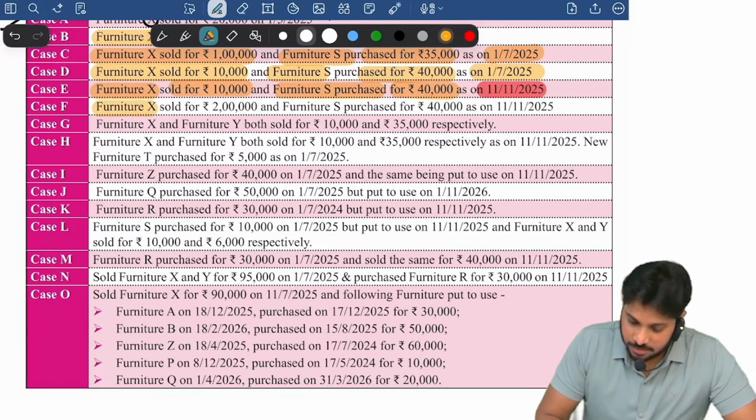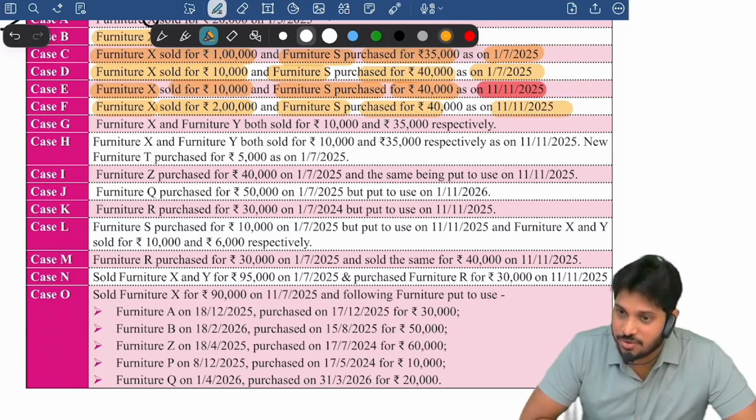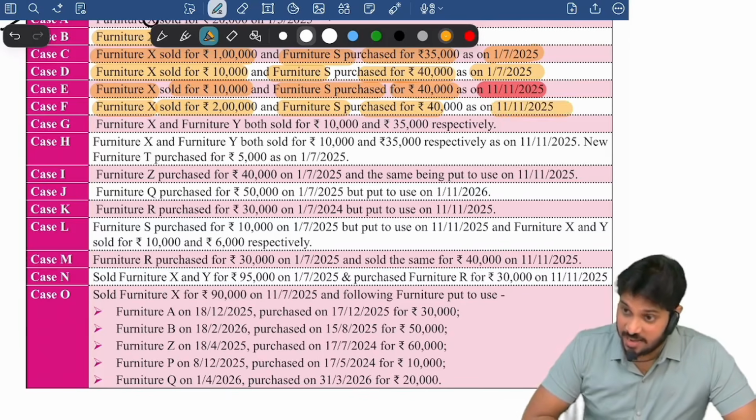Furniture X, case number F. It is sold for 2 lakh, whereas furniture S was purchased for 40 on 11th November only. Same, but the sale value is 2 lakhs.